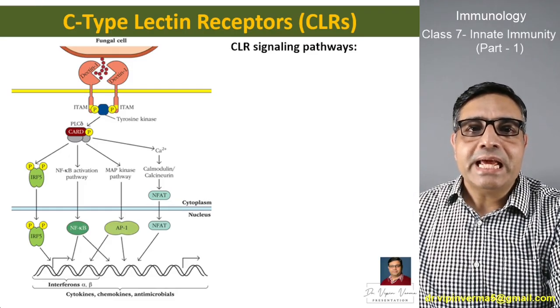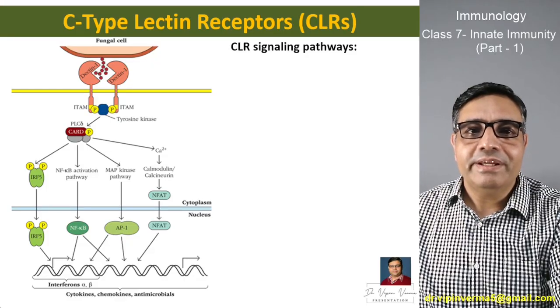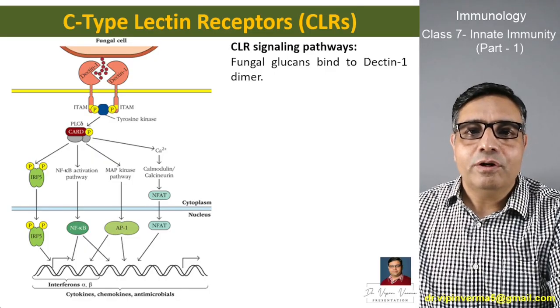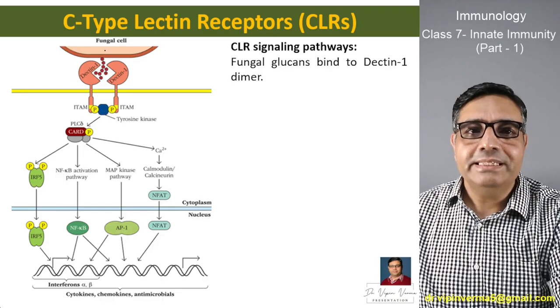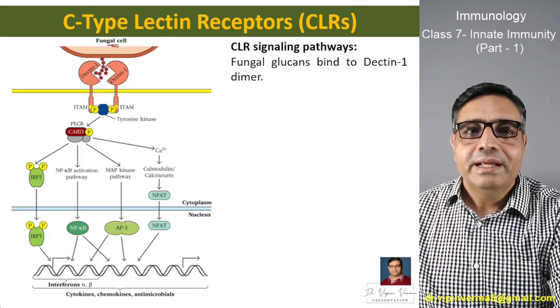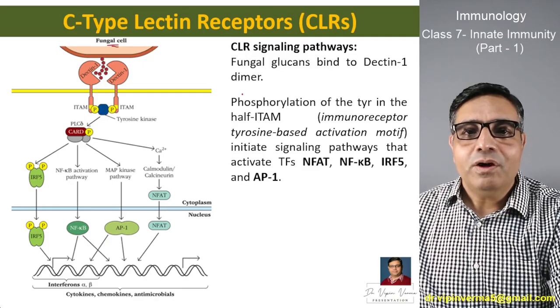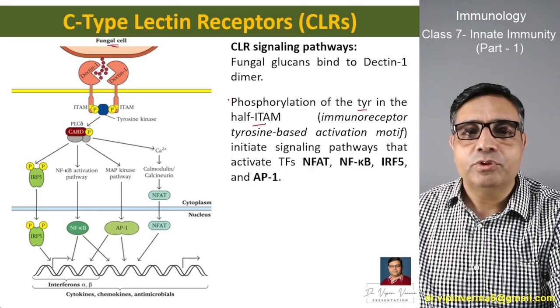Now if we see the C-type lectin receptor signaling pathway, you can see here we have the fungal cell. This is the fungal cell here, and on the fungal cell we have the glucans. This is the fungal glucan. Now this fungal glucan binds to the Dectin 1 dimer. So you can see here, this is the Dectin 1 dimer. Now, phosphorylation of the tyrosine in the hemITAM. So you can see here, this is the hemITAM, which is the immunoreceptor tyrosine-based activation motif.